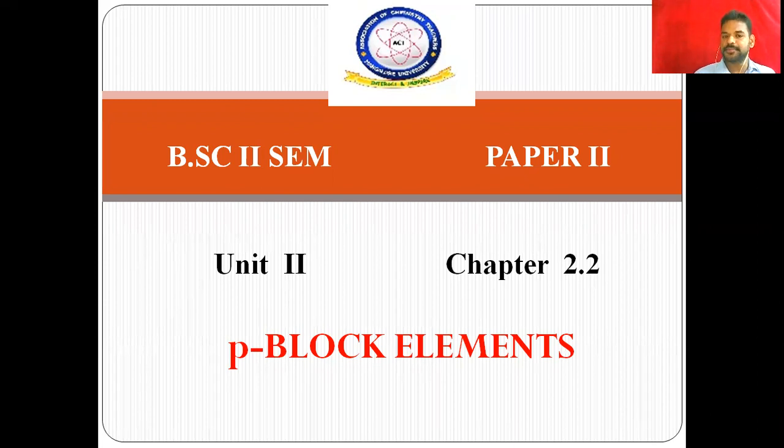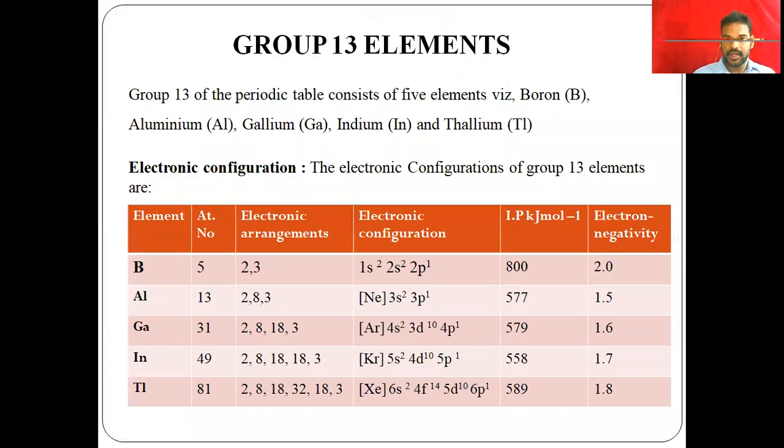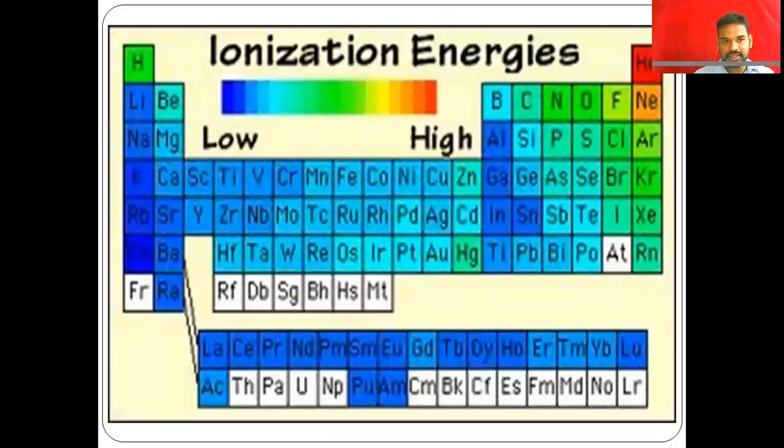This is also a very simple chapter. This one also you already studied in your P level. That is chapter 2.2, P block elements. Normally the P block elements are called the 13 group elements. So the 13 group element is the beginning of the P block. In the periodic table you can easily understand this.